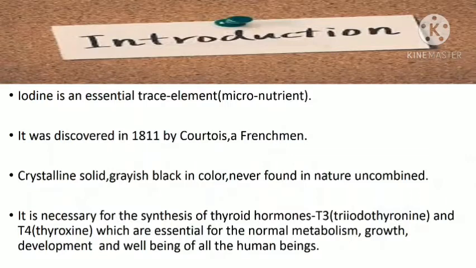Iodine is a crystalline solid, grayish black in color, never found in nature uncombined. Natural sources of iodine are food and water. It's necessary for the synthesis of thyroid hormones T3, triiodothyronine, and T4, thyroxine, which are essential for the normal metabolism of the body, growth, development, and well-being of all human beings.